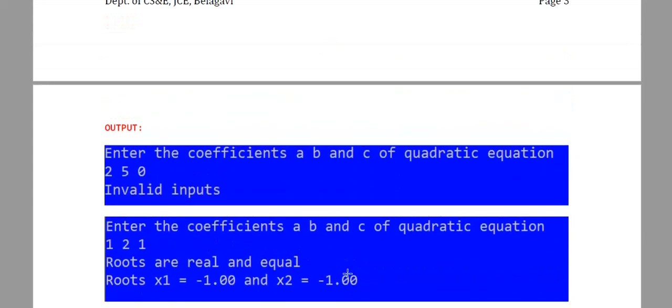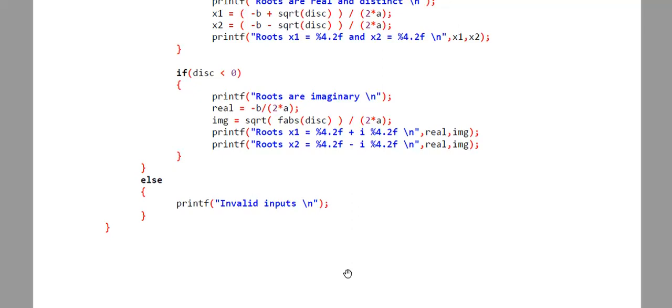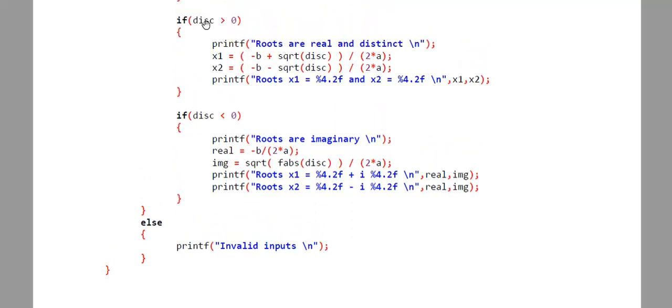Now the third condition is DISC value is less than 0. We just saw the previous part. Now DISC less than 0. If DISC is less than 0, we know that it is under the square root of DISC. Whenever we have DISC less than 0, DISC is a negative number. So square root of a negative number is an imaginary number. So in this case, when DISC is less than 0, roots are imaginary. Roots are not real numbers, they are imaginary numbers.